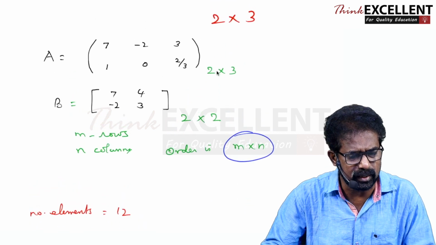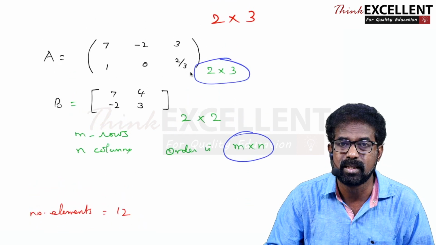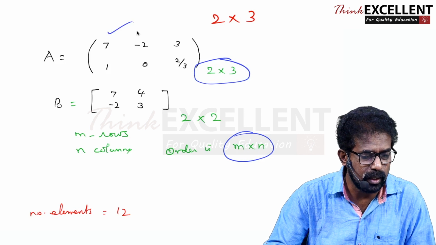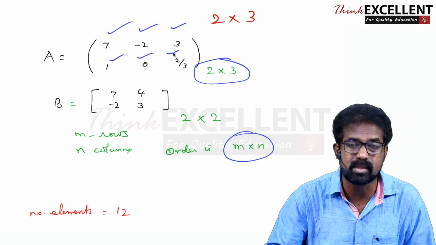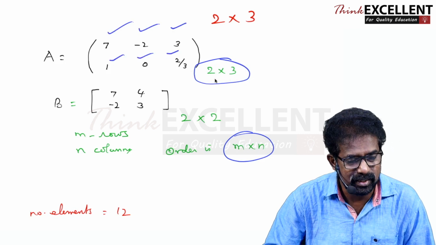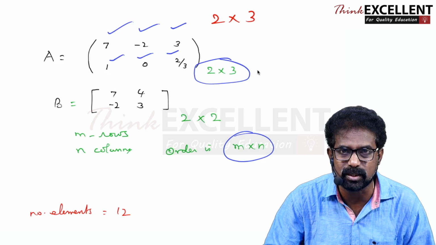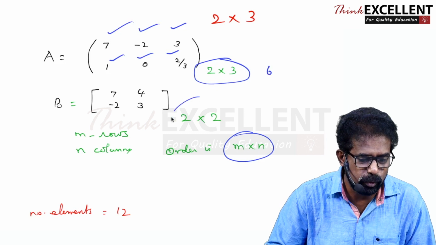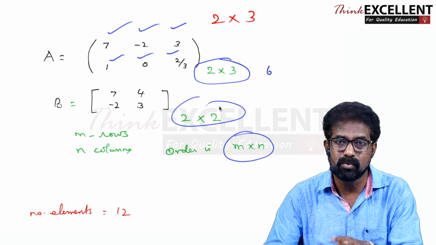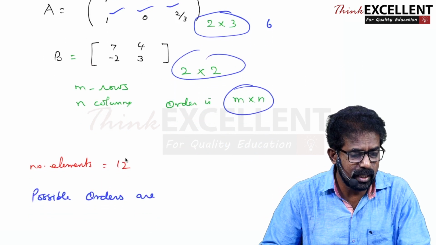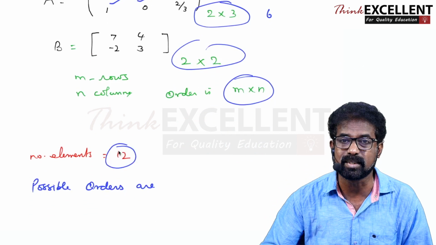And one more thing, please listen. Suppose in a 2 by 3 matrix, how many elements are there? 1, 2, 3, 4, 5, 6. Any easy method? Yes, you just multiply 2 into 3. What is 2 into 3? 6. Yeah, 2 by 2 matrix, 2 into 2, that is 4. There are 4 elements.